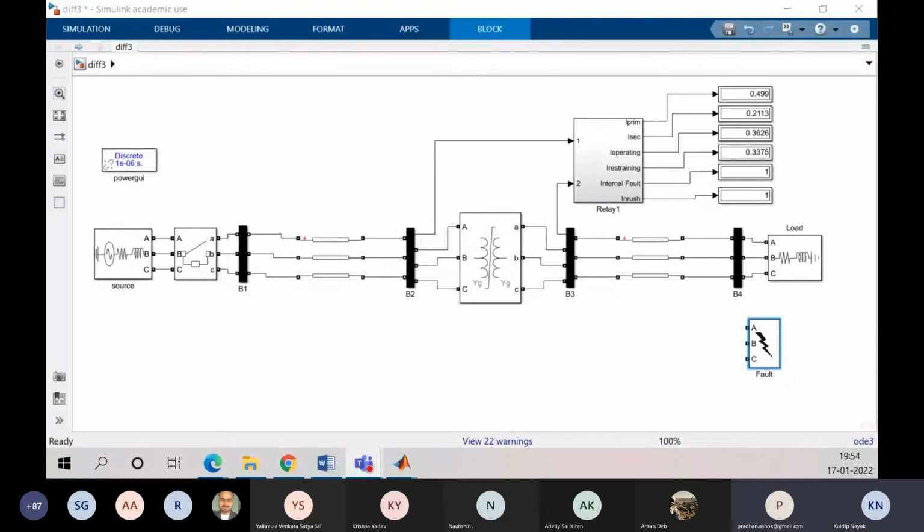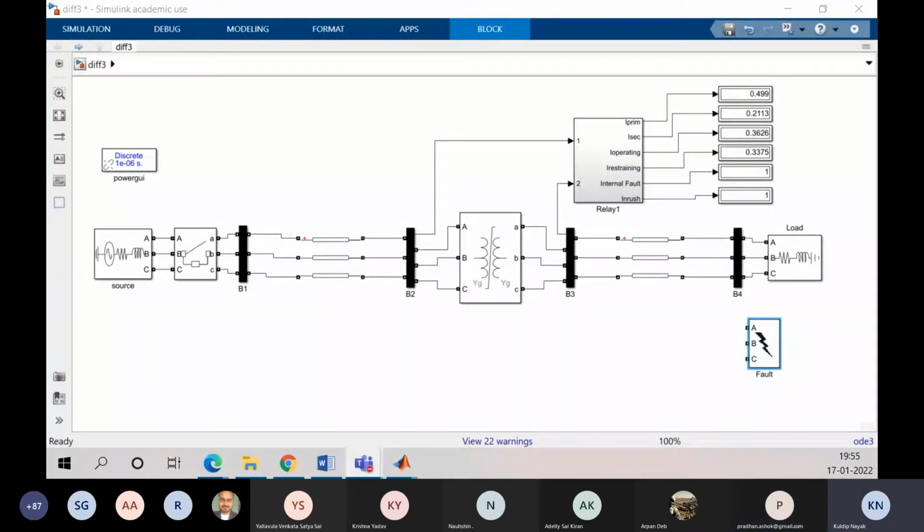Sir, my screen is visible. Yes, please. So these are indicators. If you see the right-hand screen, some digital displays are there. That display shows, like in the overcurrent relay, the corresponding current and so on.